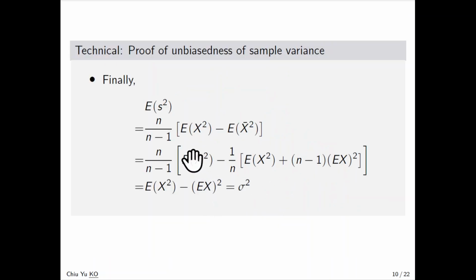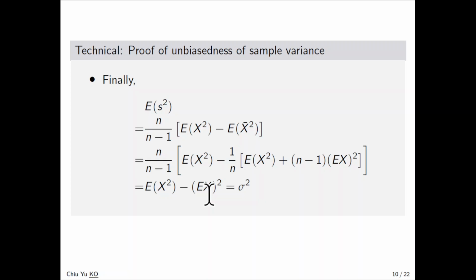Now take it back. S squared is this expression, so replace this term with what we have shown, and there's no more x bar, so basically x squared. Then you can see this n minus 1 will cancel out, and n minus 1 will cancel out. What's left is exactly sigma square. So that's how you prove this unbiasedness.